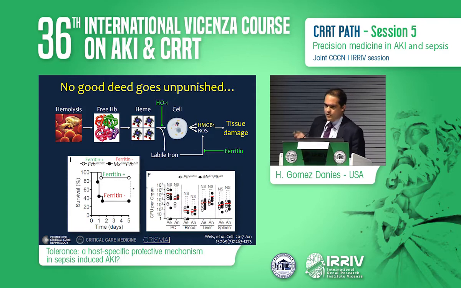But no good deed goes unpunished. Of course, the digestion of heme by heme oxygenase 1 can also produce labile iron that can go ahead and produce reactive oxygen species.